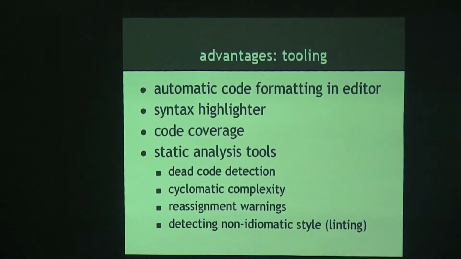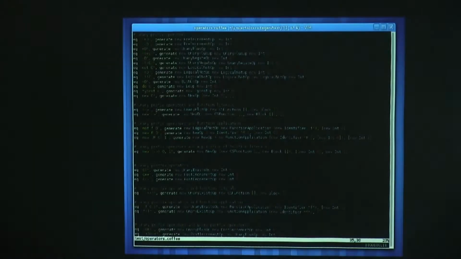Now there's also a lot of tooling advantages. The compiler is really useful for making an automatic code formatter for your editor. So you just hit one button and your code is formatted exactly how you specified in some grammar. Syntax highlighters would be benefited by this, code coverage tools, and you can do a bunch of static analysis on these ASTs that are being generated because we have these really useful intermediate representations. That's what I want to get across today.